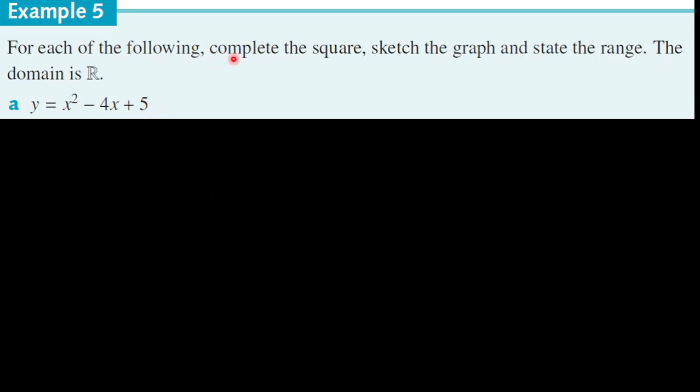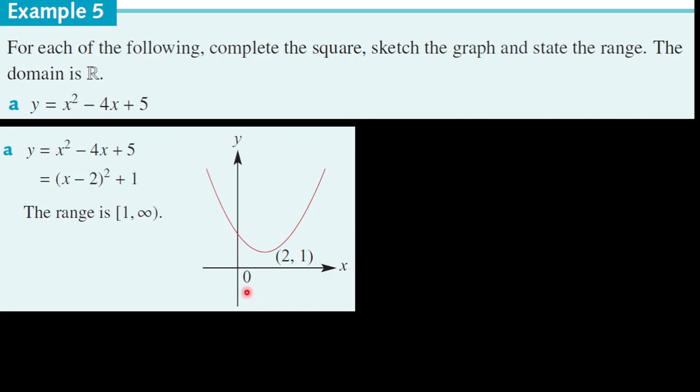Here you have a quadratic. So in order to help you out with a sketch, first you would complete the square. You sketch the graph by placing your turning point. You probably will have also your intercepts, so y-intercept and x-intercepts if they all exist, and from that you should be able to state the range. The domain for any quadratic is going to be R, or all real numbers. So that's what it would look like.